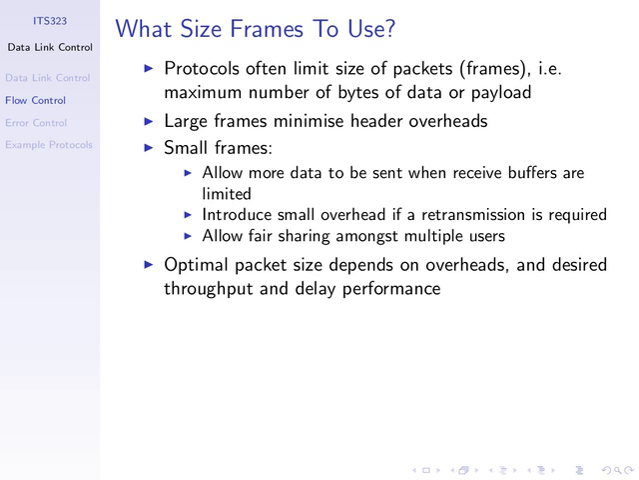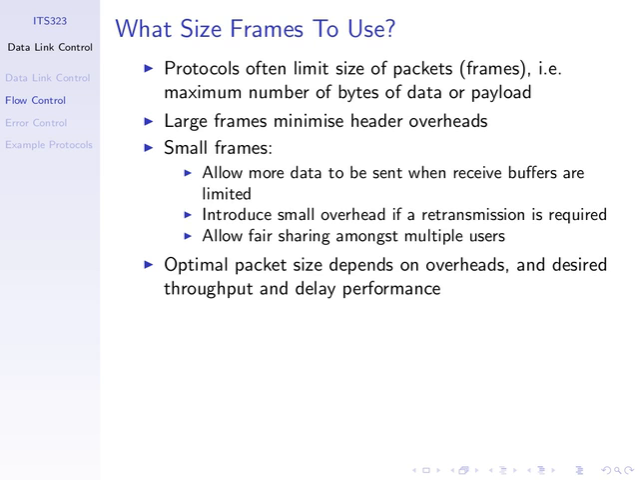What are the trade-offs? Now, in any protocol that we consider, not just flow control, normally there's a limit of the maximum number of bytes contained in a frame, the maximum amount of data, and normally the header size is defined as well. So a particular protocol will say what is the size and structure of the header, and what's the maximum amount of data.